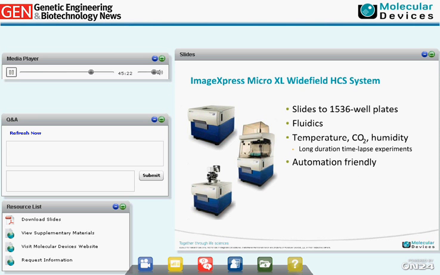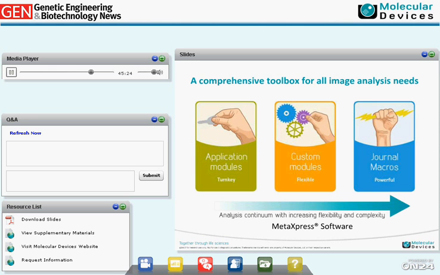applications. The software package that drives both image acquisition and analysis is called MetaExpress. It's based in Metamorph, which is one of the most well-loved and well-vetted image analysis programs in the field.